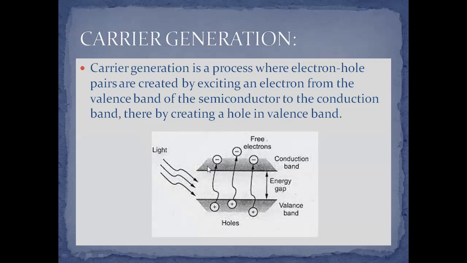Due to the excitation of an electron from valency band to conduction band, a vacant space will be created in the valency band. That vacant space is called a hole. So one electron excited to conduction band creates one hole in the valency band. This process is called carrier generation.